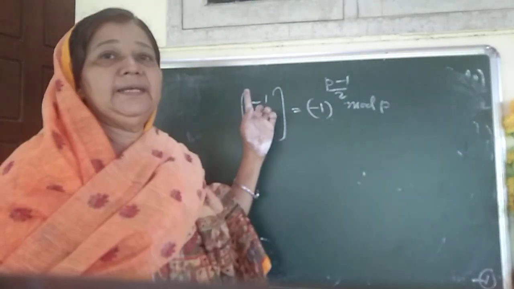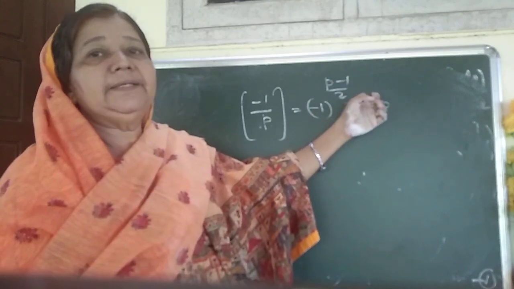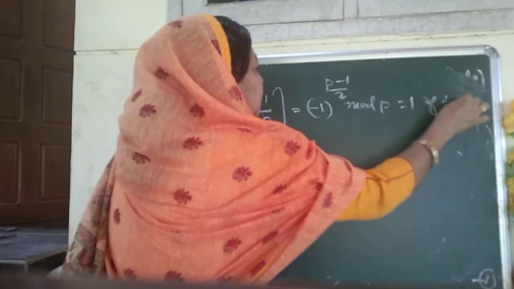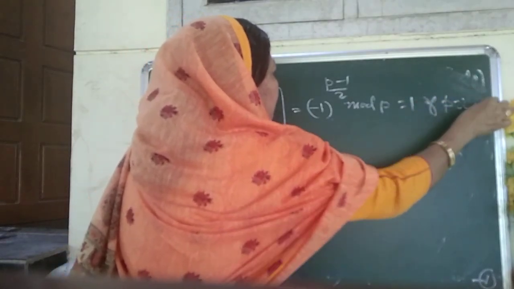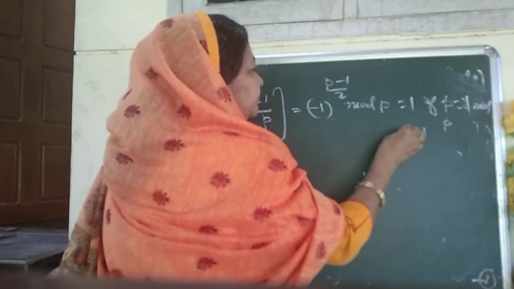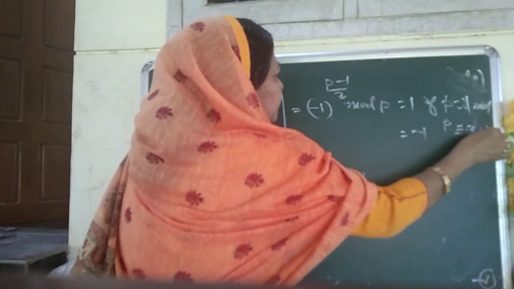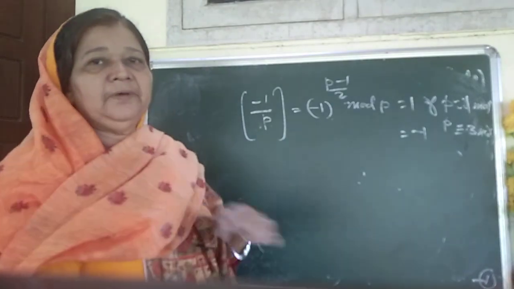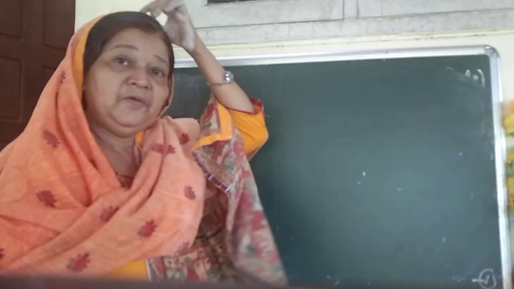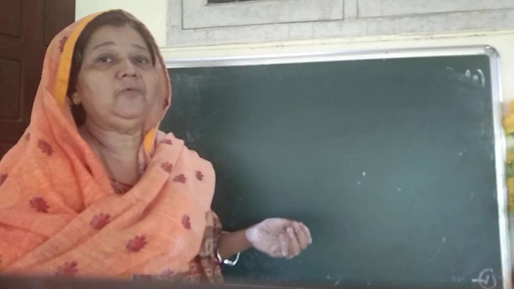So we have (-1/p) equals (-1) raised to (p minus 1)/2 modulo p, that is equal to 1 if p is congruent to 1 modulo 4 and equal to -1 if p is congruent to 3 modulo 4. That is the finding of (-1/p). Then we can find (2/p), that means whether 2 belongs to the quadratic residue modulo p or not.